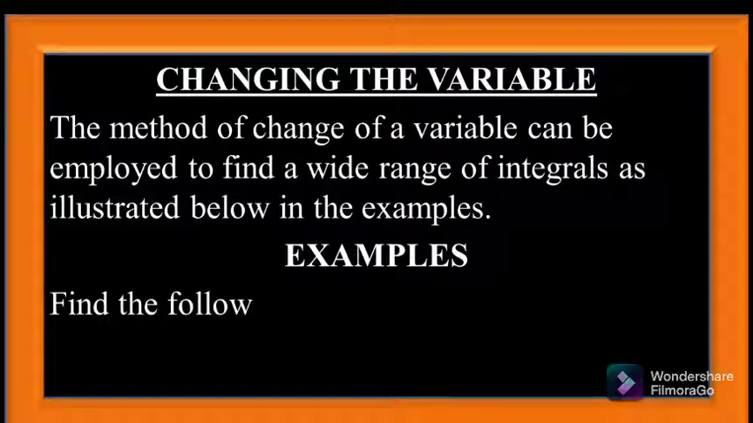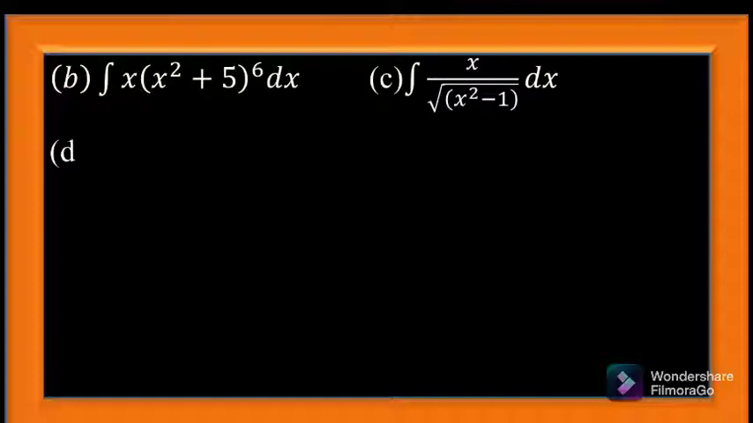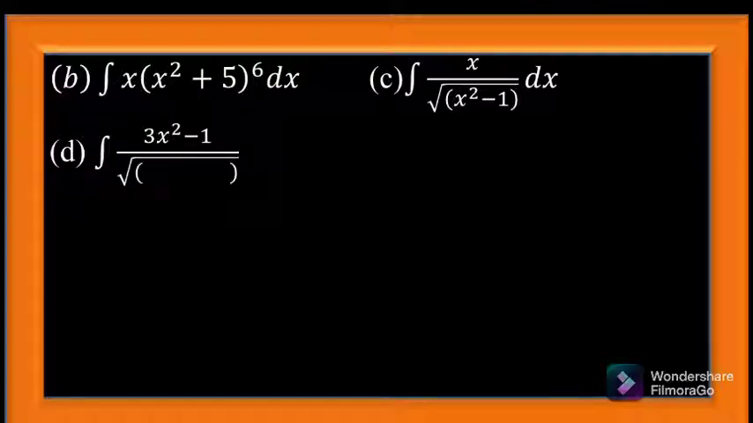So we are saying find the following integrals. Part A, integral of x into 3x squared plus 2 power 4 with respect to x. Part B, integral of x into x squared plus 5 power 6 with respect to x. Part C, integral of x out of square root of x squared minus 1 with respect to x. Part D, integral of 3x squared minus 1 divided by square root of x cubed minus x plus 4 with respect to x.